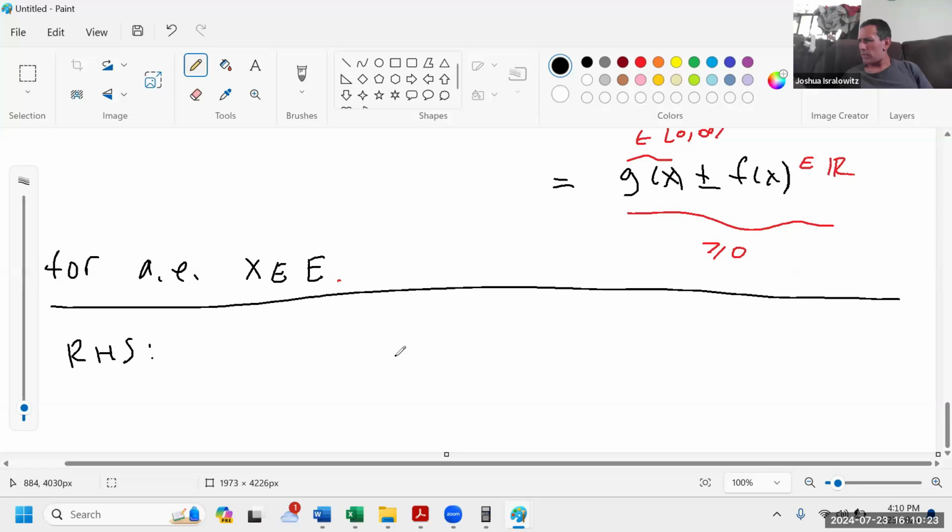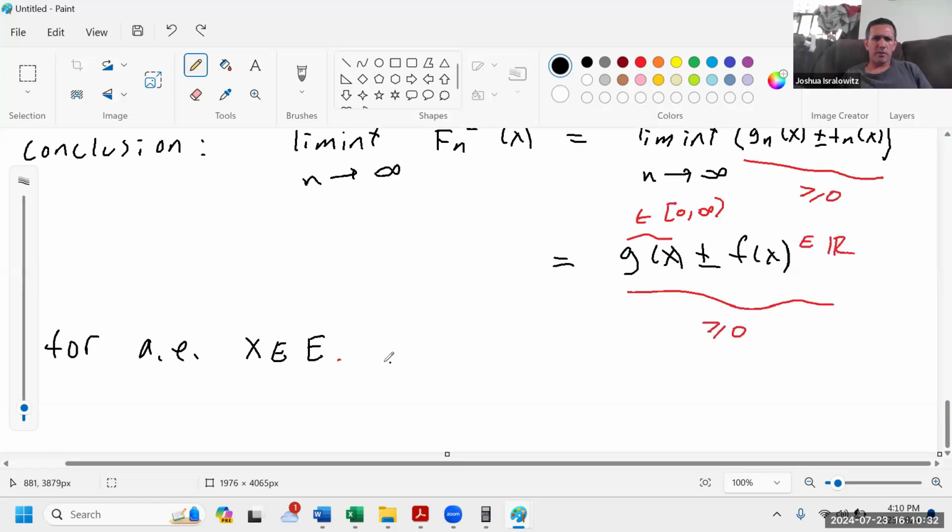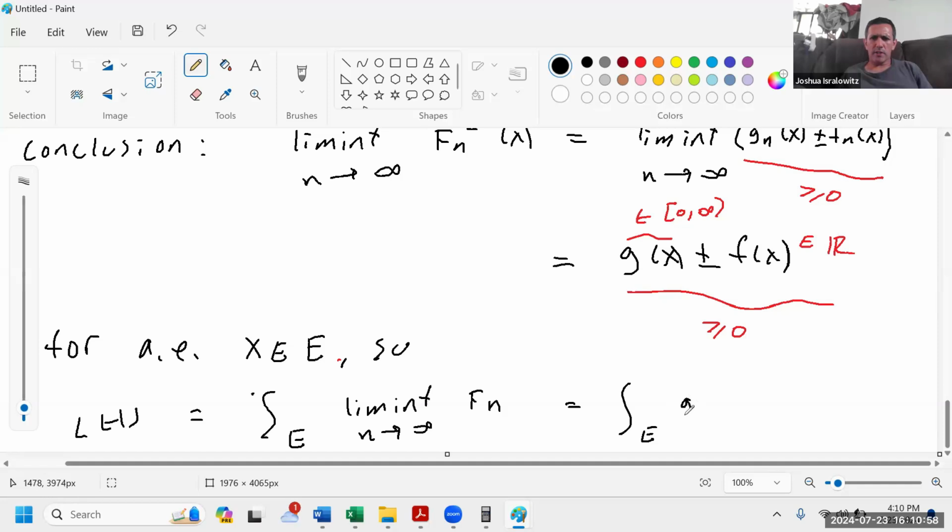So it's a little easier. So maybe let's actually get what the left-hand side is. So it's this lemma. So this equals almost everywhere g of x plus or minus f of x. Both are integrable.